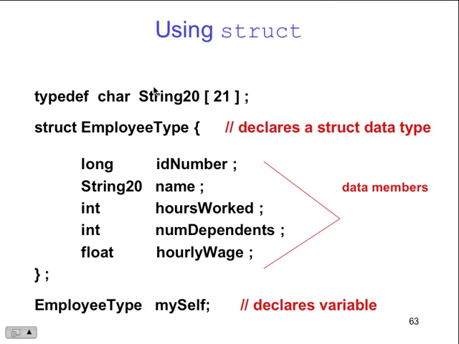Here it is. Using a structure, typedef inside of a structure: typedef character string 20, and declare the structure. We're going to call it employee type, and inside we have name, which is of string 20, our new data type. So you can nest types. You can use typedef anywhere, and you can typedef anything you want. Actually, you can typedef structures to other structure names.